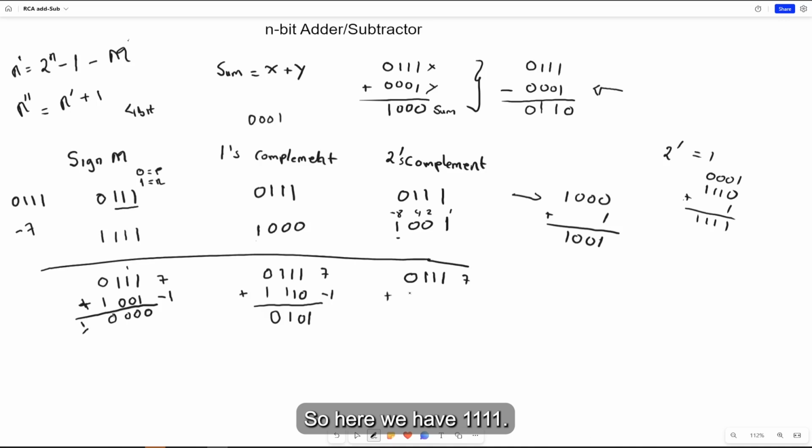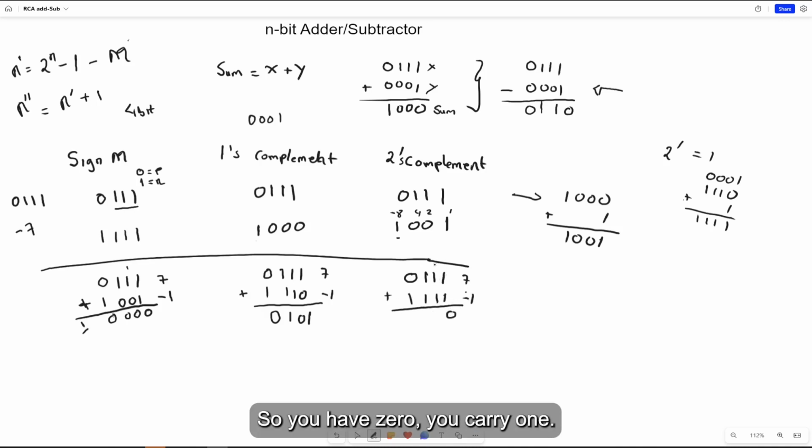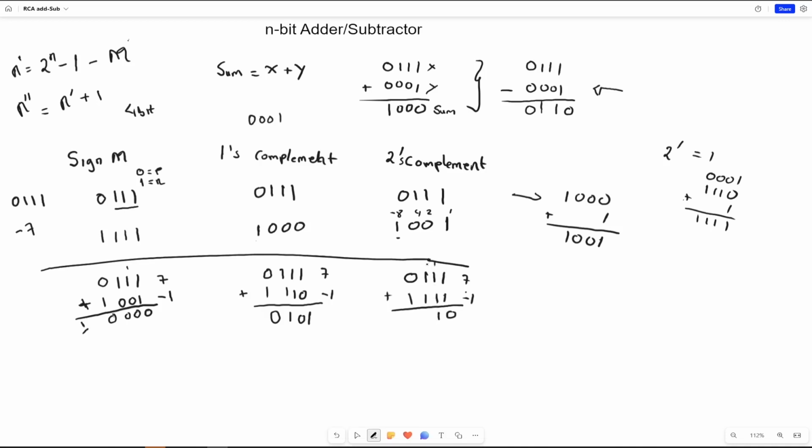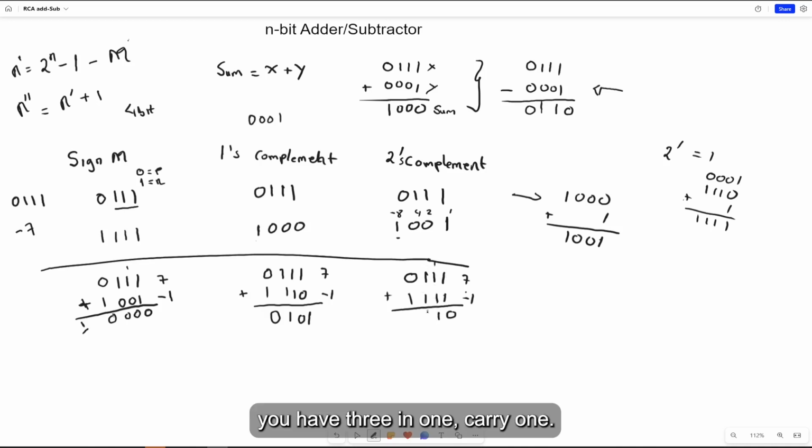So here we have 1, 1, 1, 1, which is minus 1. So what is the answer here now? 1 plus 1 is 2, so you have 0, you carry 1. Then 1 plus 1 plus the carry is 3, so you have 1, you carry 1. Here you have 3 again, so 1, carry 1. And then here it's 0. And then you have the carry out, but it's meaningless.